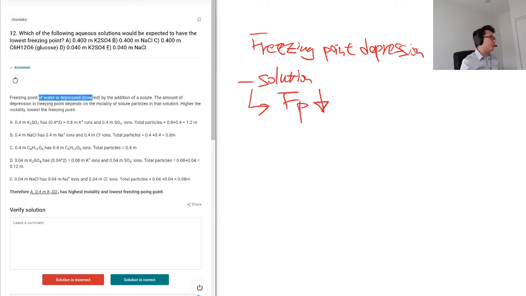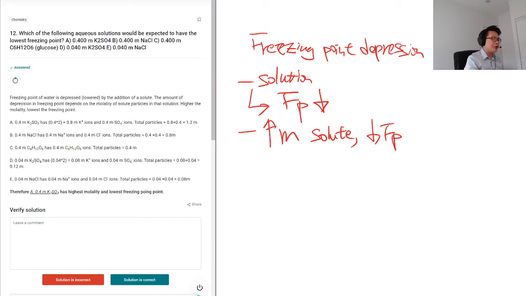Okay, so let's have a look at the provided solution. The freezing point of water is depressed by addition of the solute. This is one of the properties that when we have a solvent with a solute dissolved to become a solution, the freezing point will decrease. The amount of the depression in the freezing point depends on the molality of the solute particles in that solution. The higher the molality, the lower the freezing point. So I'm dropping down a very important point here: when we have a higher molality of the solute, the freezing point will be decreased by a larger degree.